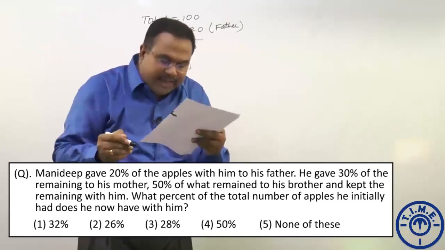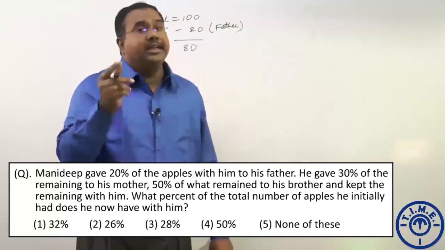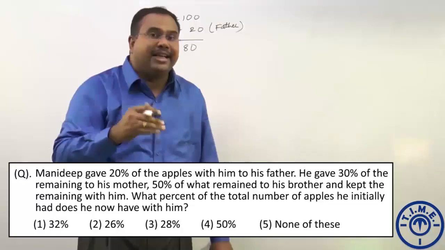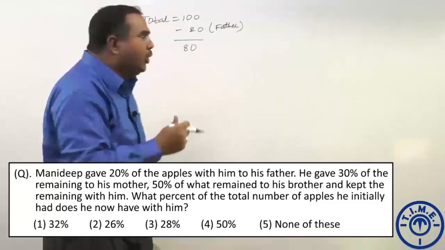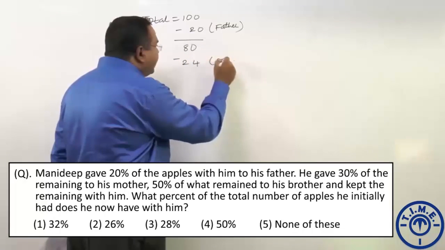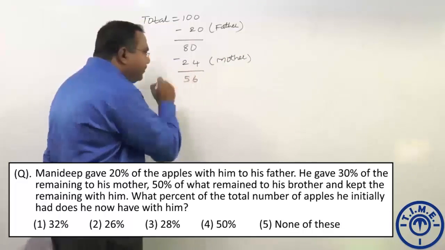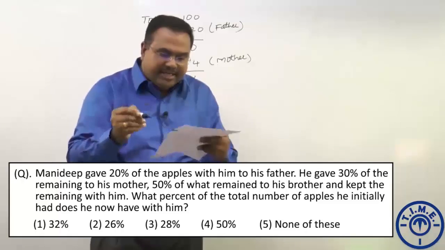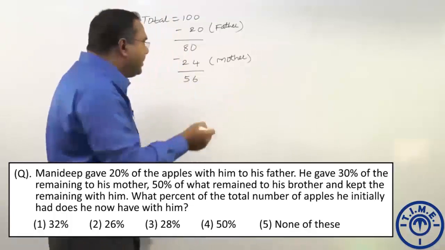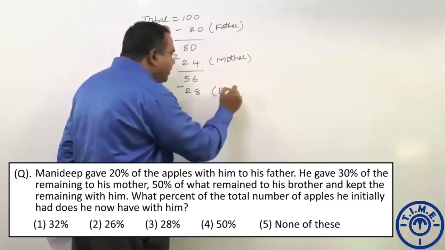Then he is giving 30% of the remaining. It is not 30% of the total, friends, it is 30% of the remaining. That means, whatever apples are left over, 30% of that is given to his mother. So, out of 80, 30%, that is 24, were given to his mother. 80 minus 24 is 56. Out of this 56, he is giving 50% of the apples to his brother. So, 50% is half, and half is 28. 28 were given to his brother.